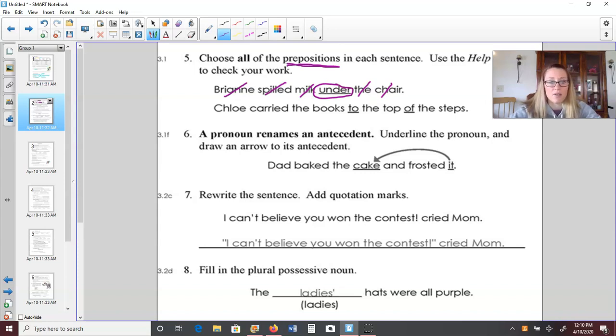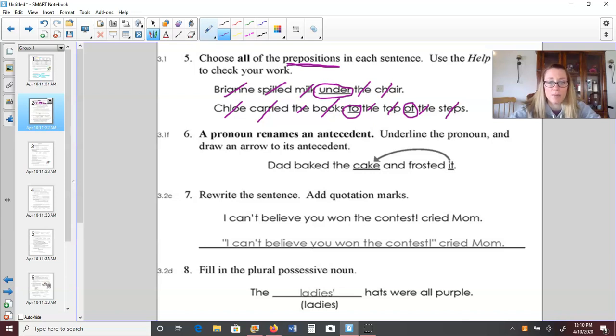Now the second sentence is a little unique because as you see from the answers, there are going to be two prepositions in the sentence. Let's see if we can eliminate down. Chloe carried the books to the top of the steps. So Chloe is a person, get rid of that noun. Carried is our verb, the action word. There are three the's, those are the articles in the sentence, a and the. Books are nouns. Steps are nouns. The top is kind of giving us direction, telling where, so that would be an adverb. And what we're left with is to and of. So that sometimes helps to eliminate some other choices to find your prepositions.